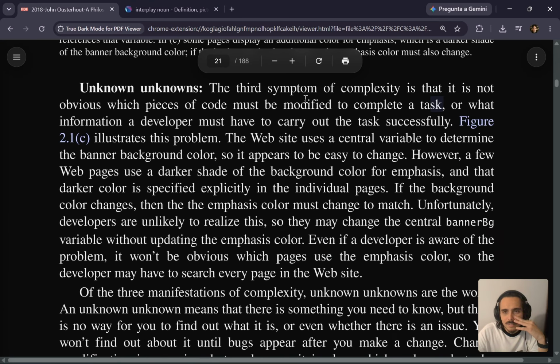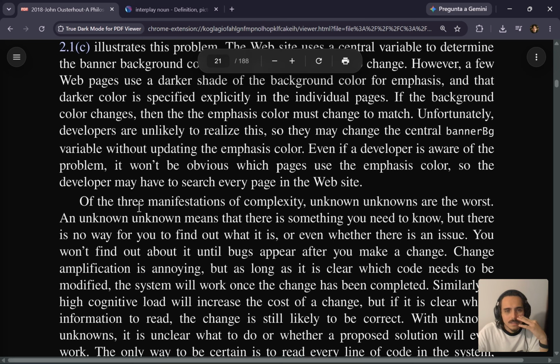Yeah, it's related. It is not obvious which pieces of code must be modified to complete a task, or what information a developer must have to carry out the task successfully. Those are the worst. Okay. An unknown means that there is something you need to know, but there is no way for you to find out what it is, or even whether there is an issue.